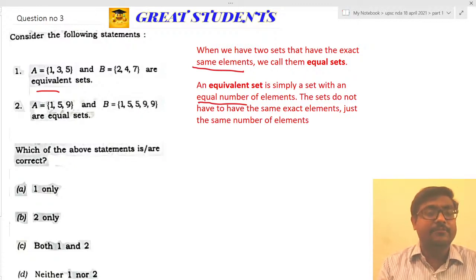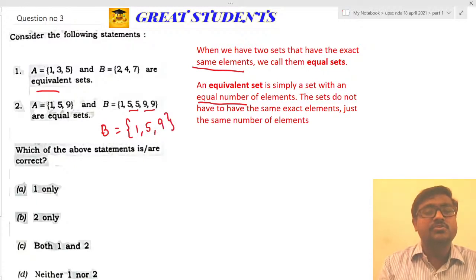But look very carefully at set B. In set B, look at this: the 5 is repeated 2 times, and 9 is repeated 2 times. In the standard form of set language, we never repeat any element in a set. We always write each element only once. Every element appears only once. So 5 will be written only once, and 9 will come only once. So actually the standard form of set B is {1, 5, 9} only.